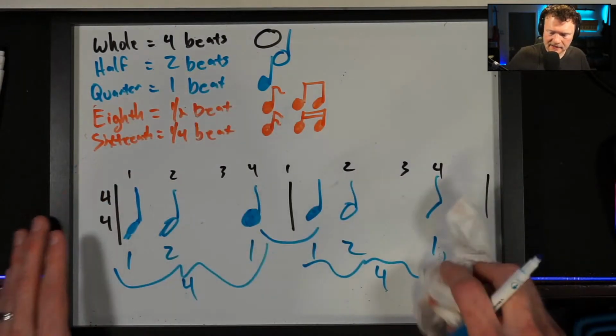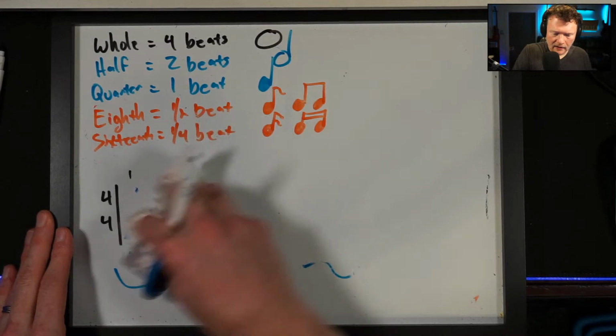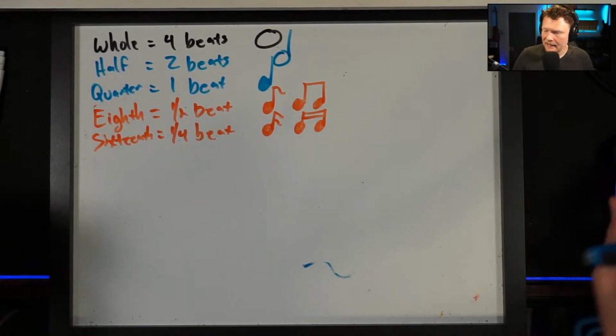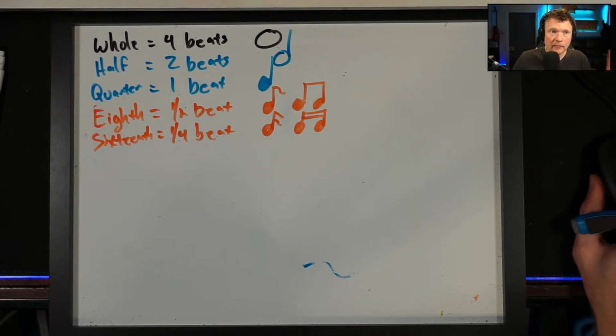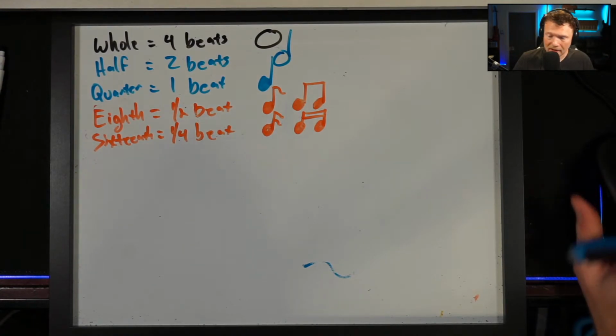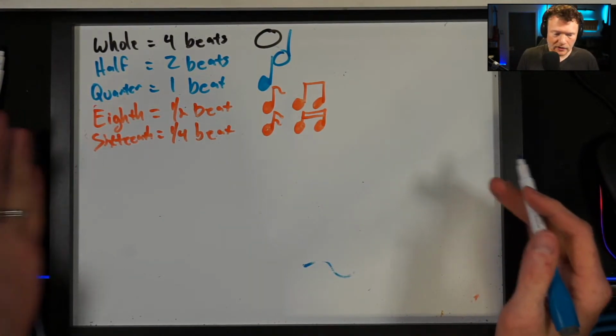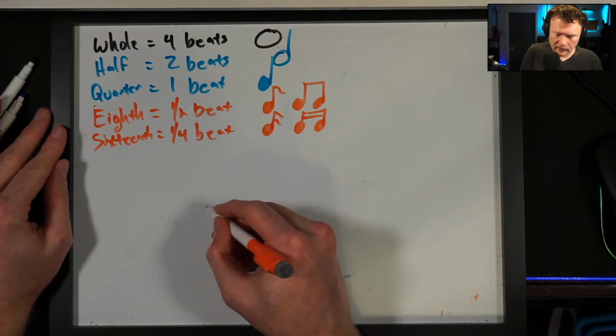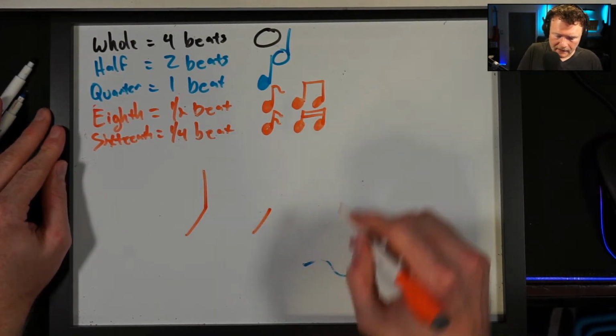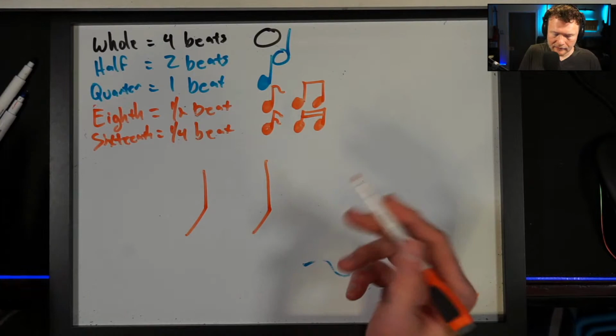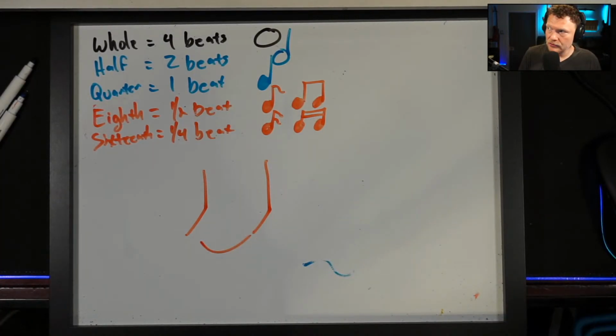Hopefully that makes sense. Let's do another example of why you might need to tie something together. But tying over the bar line is super important. You can tie anything. If I didn't want to write a half note, for whatever reason, I could just tie 2 quarter notes together.